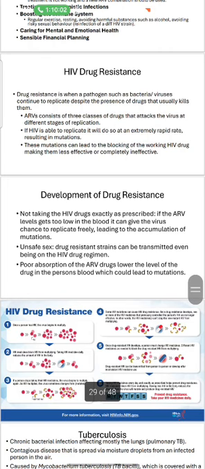Drug resistance is when a pathogen such as bacteria or viruses continues to replicate despite the presence of drugs that usually kill them.